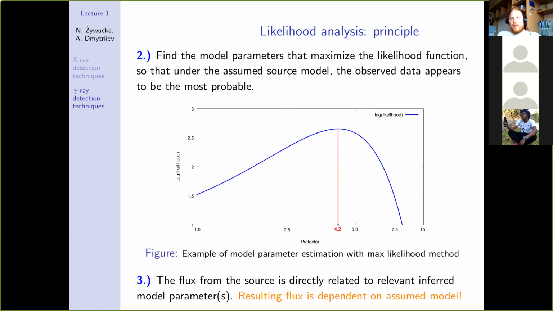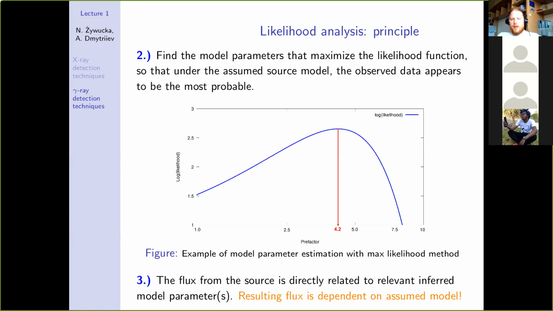And so, coming back to the likelihood analysis used for Fermi. As I said, we assume a certain model for the source with first guess parameters, and then we optimize the function. We vary the parameters and find the parameters which maximize the likelihood function, so that, assuming a certain model of the source, the data that we observe appears to be the most probable.